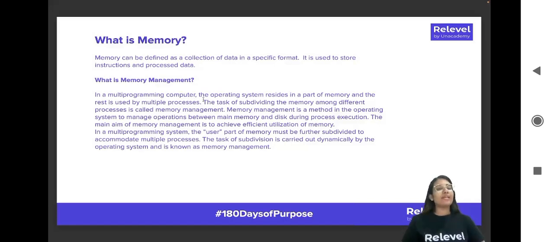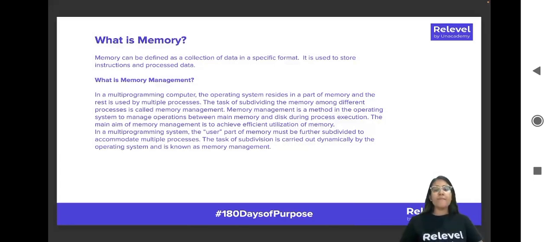Then, what is memory management? In multi-programming computers, the operating system resides in a part of memory, and the rest is used by multiple processes. The task of subdividing the memory among different processes is called memory management. If there are a lot of processes, all of them would require memory. This task of having a big chunk of memory and dividing it into smaller parts, so that every process can get some part of the memory, is known as memory management.